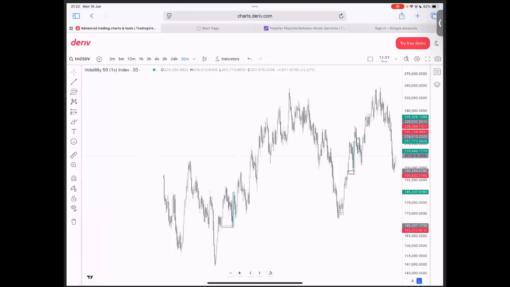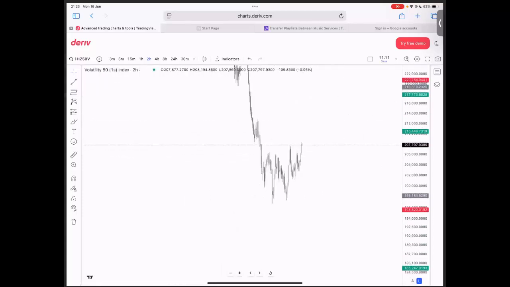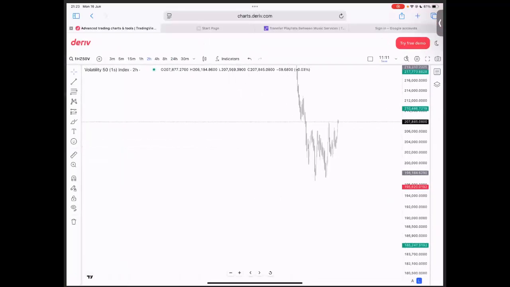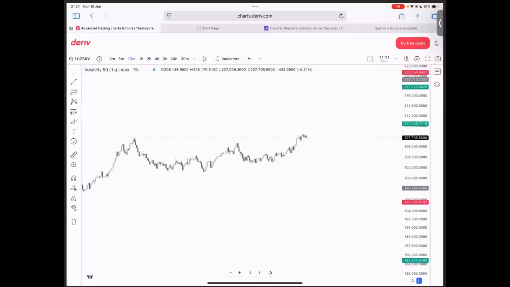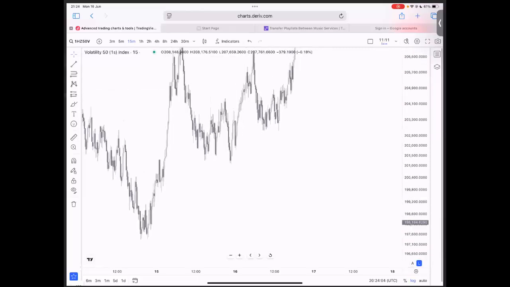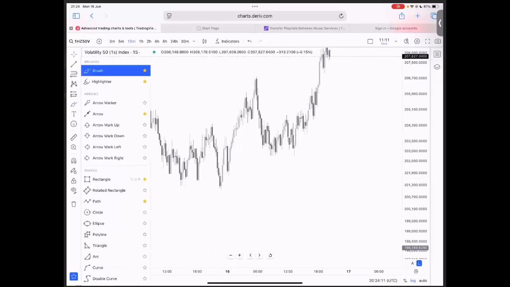So this volatility 50x, let me do 2 hours. This was a buy that I saw someone take in the group. I don't know what time frame that was. Let me see, 15 minutes I think. Then she was trying to buy from this area. This was the zone for the buy confirmation.